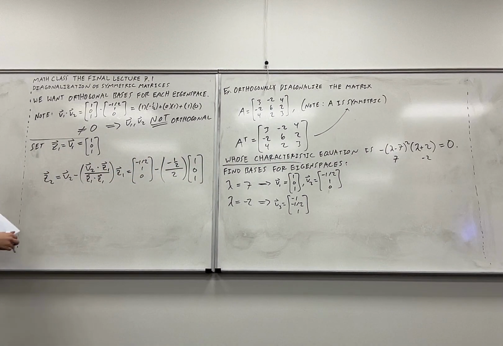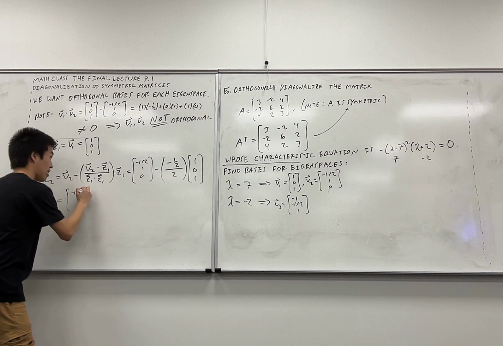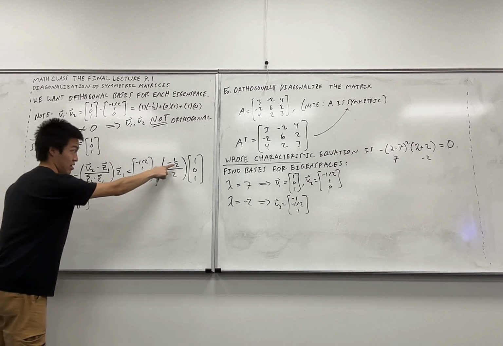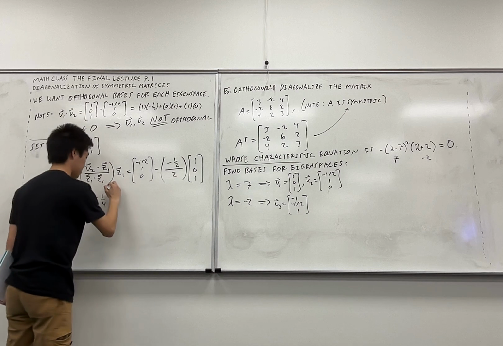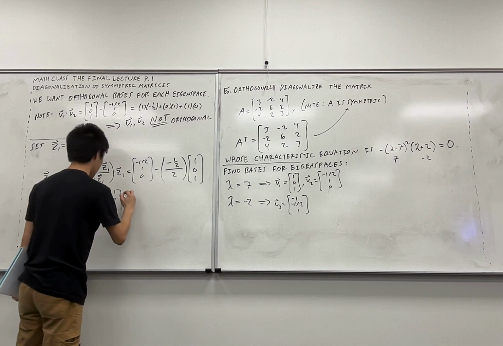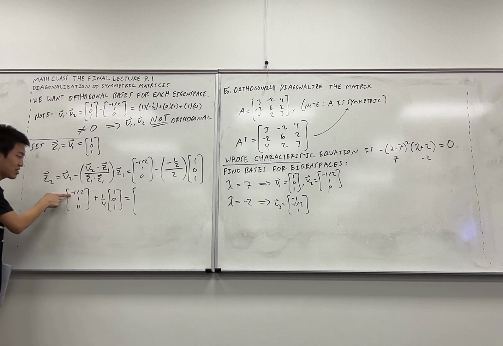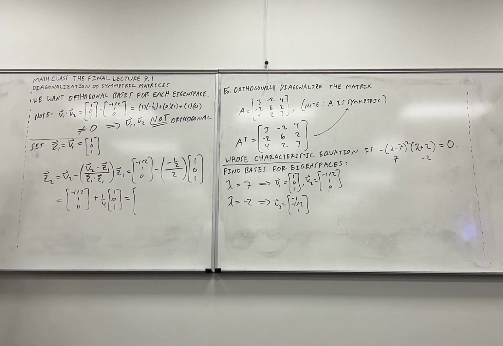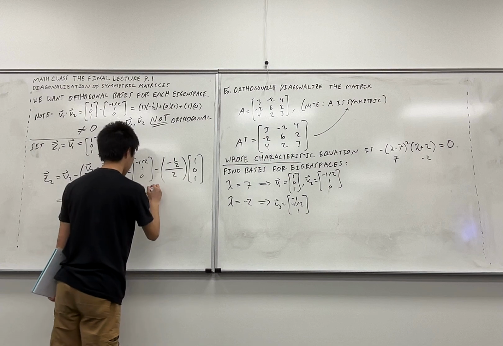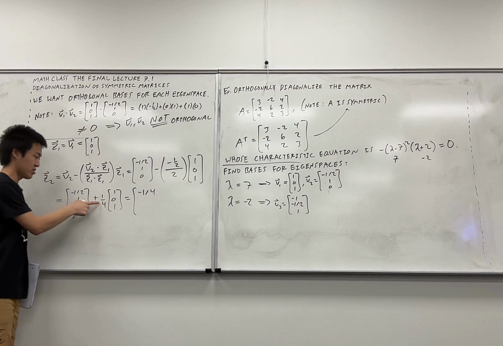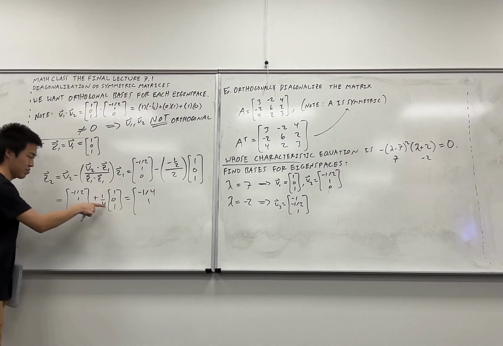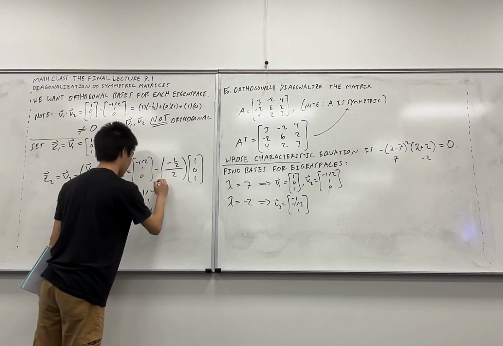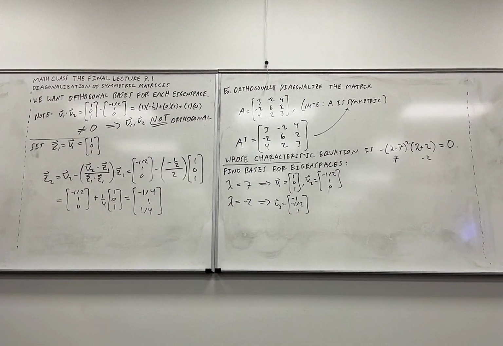Okay. So if I simplify this, I have minus 1 half, 1, 0, plus 1/4 times 1, 0, 1. The first entry is minus 1 half plus 1/4, so negative 1/4. The second entry is 1. The third is 0 plus 1/4, which is 1/4. That is my second vector, Z2.